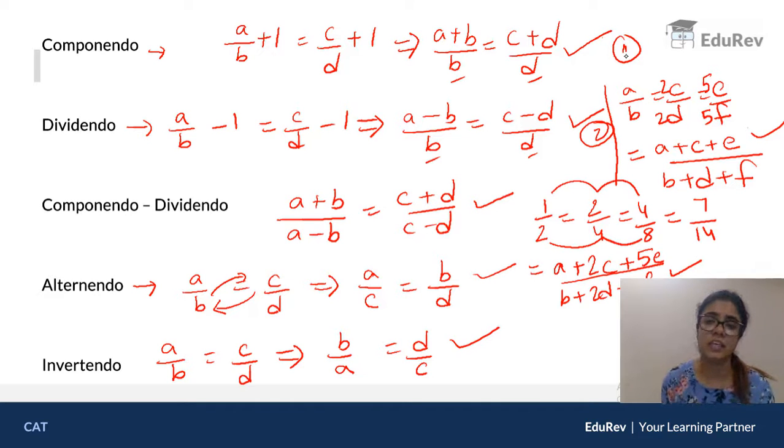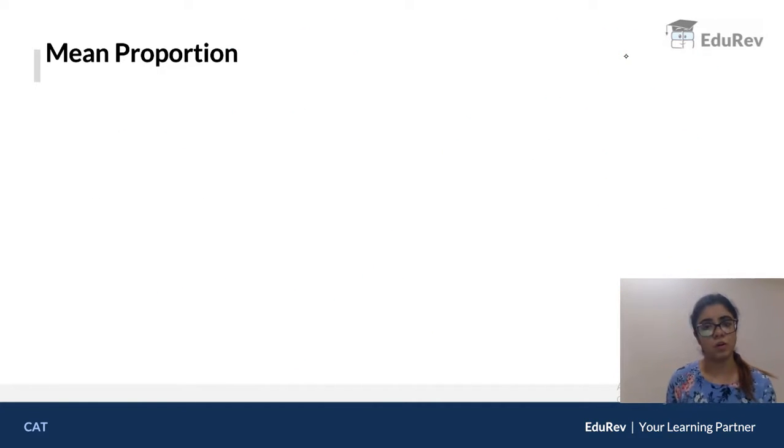Even they are equal. So you can take any number in the numerator and denominator, it will still be equal to the original one. Okay? So this is a very, very important property which can be used in quite a few questions. Now let's move on to the next concept, which is mean proportion. Now what do you mean by mean proportion?